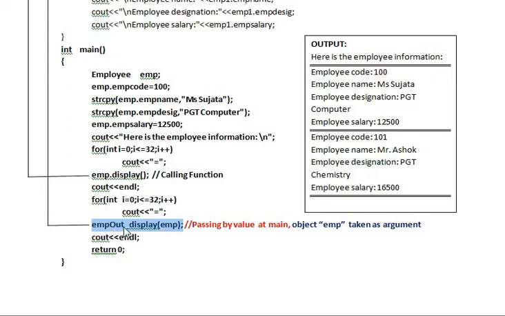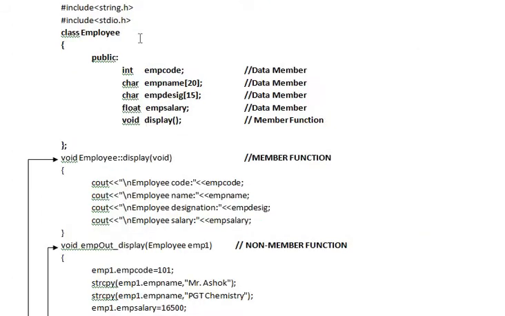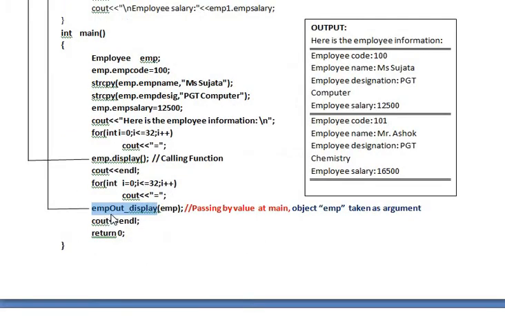This is the function emp_out_display, which is nothing but a non-member function, because if you look at this function, it has not been declared inside the class. The only function inside the class is display. So display is the member function inside the class employee. As a result, emp_out_display is going to be the non-member function.